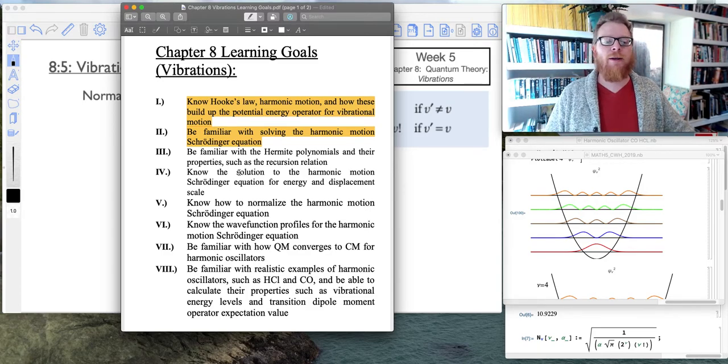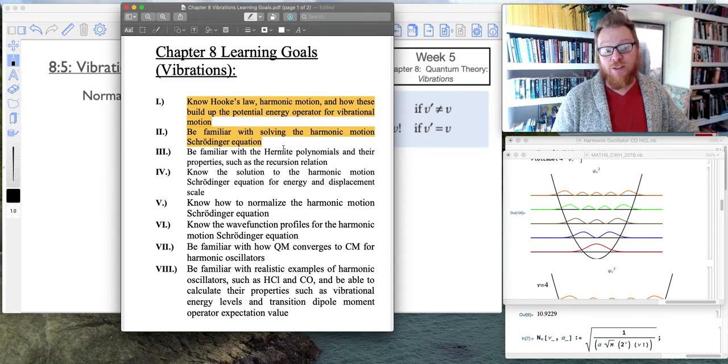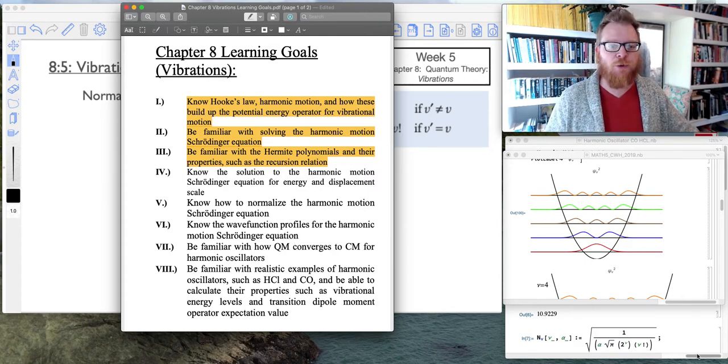I mean, we can, but it's beyond the scope of the class. And so these Hermite polynomials, right, those gave us the solution. So be familiar with the Hermite polynomials and their properties, such as the recursion relation. So that chart that I showed you that shows their integrals.